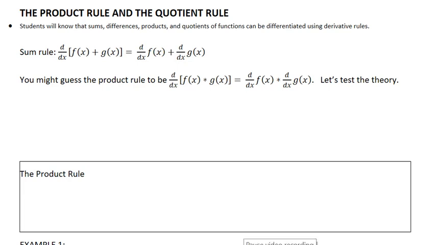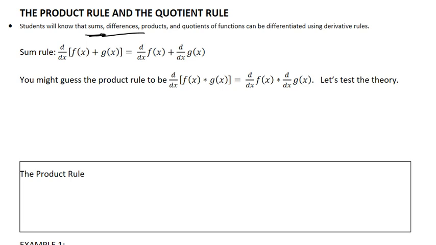Alright, in this video we're going to look at the product rule and the quotient rule. We've already talked about the sum rule and the difference rule, and now we're going to add to that. If you recall from previous instruction, the sum rule says that the derivative of f of x plus g of x is equal to the derivative of f of x plus the derivative of g of x. In other words, the derivative of a sum is the sum of the derivatives.